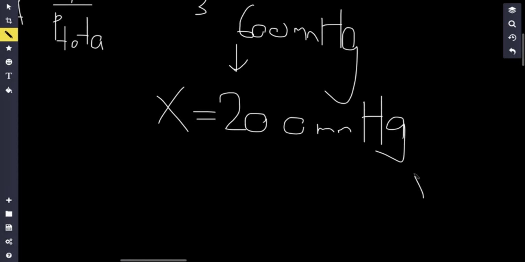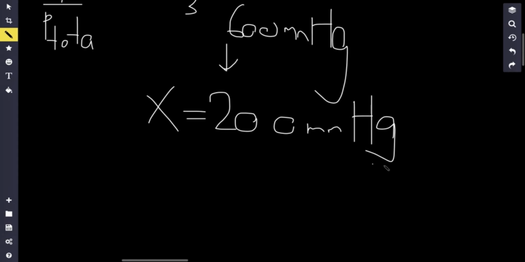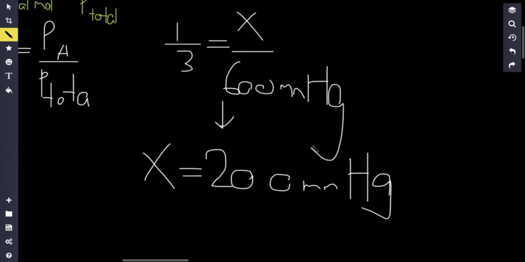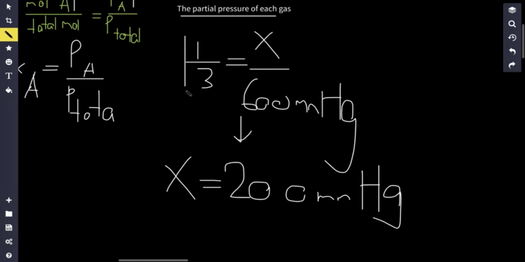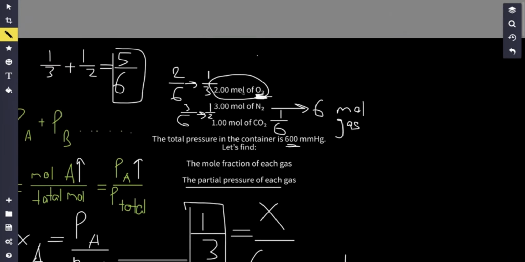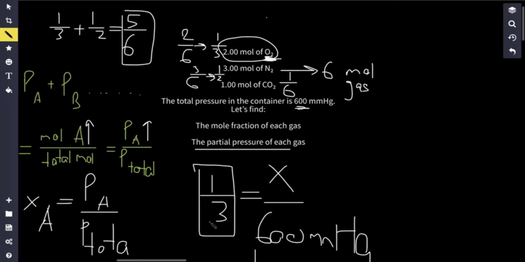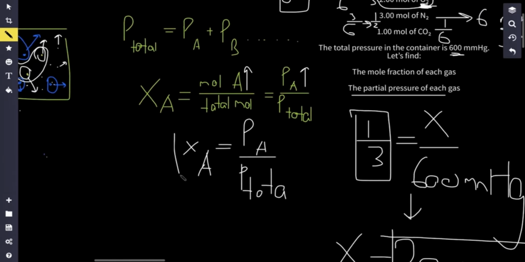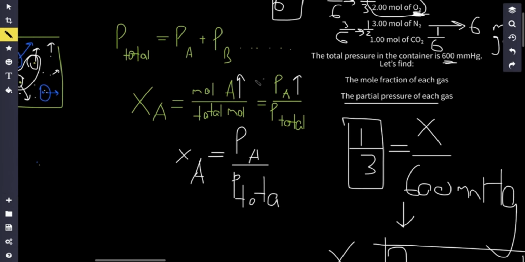This unit, by the way, is called millimeters of mercury. It's just another unit for pressure, like atm. Now notice how, because O2 makes up 1/3 of the total amount of gas, it exerts 1/3 of the total pressure. I like to think of this formula as the mole and pressure ratio. If you make up 1/3 of the moles in this entire container, you're going to make up 1/3 of the entire pressure. That makes logical sense.